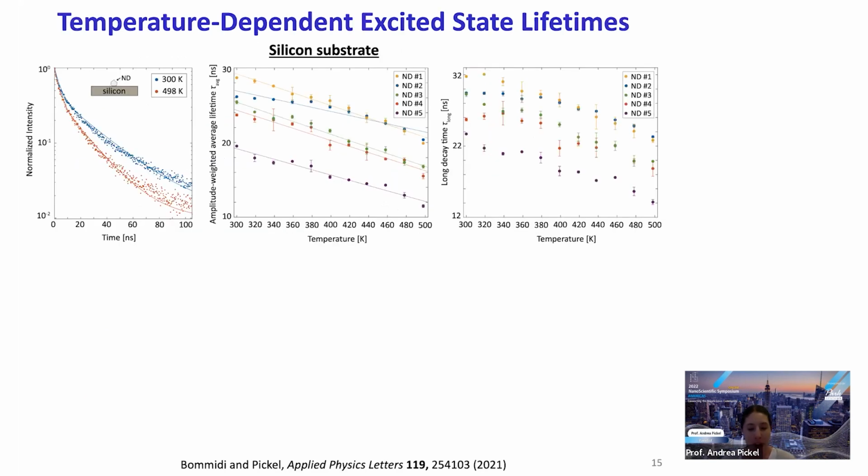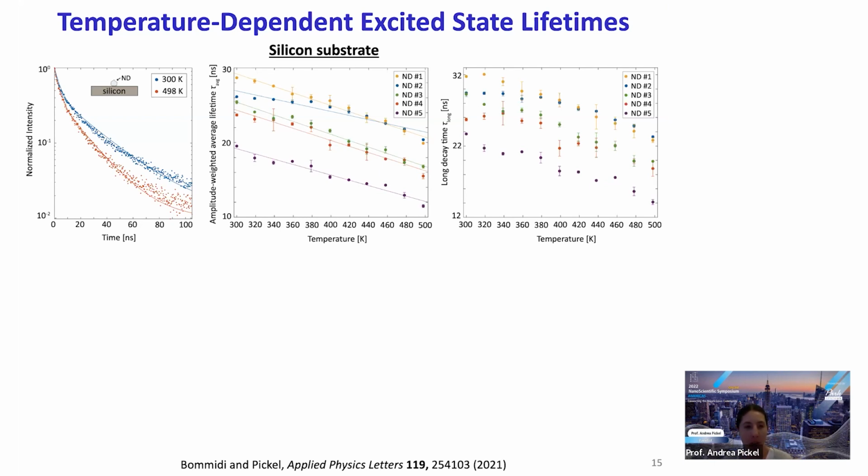All right, so we measured the excited state lifetimes of multiple individual nanodiamonds on both silicon and glass substrates between room temperature and about 500 Kelvin. So looking first at representative lifetime decay curves for a single nanodiamond on a silicon substrate at room temperature and close to 500 Kelvin, we can see that the lifetime indeed decreases with temperature.